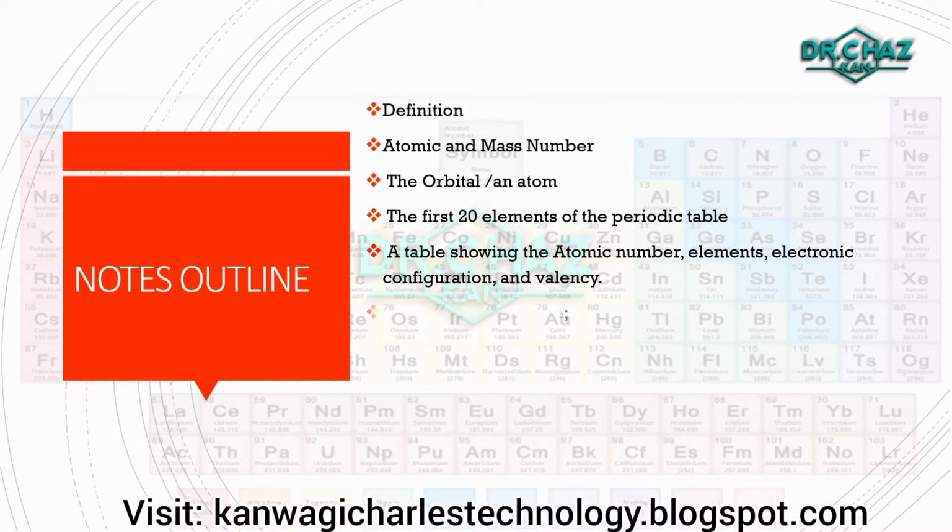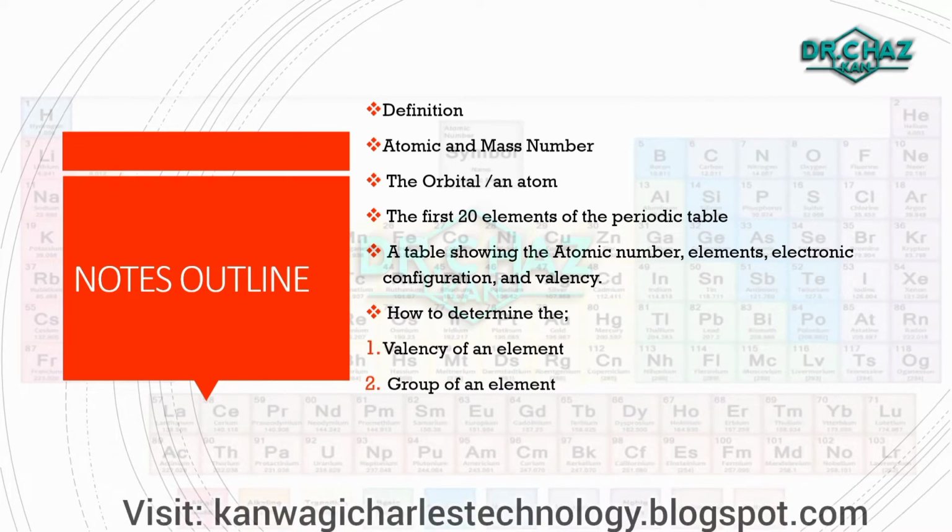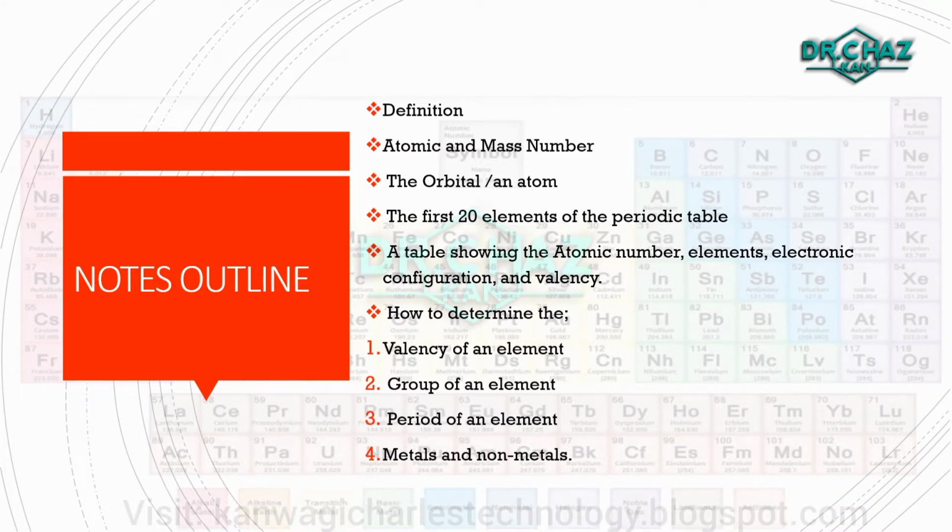We talk about how to determine the valence of an element. We talk about the group of an element. We talk about the period of an element. We talk about metals and non-metals, how to determine them.